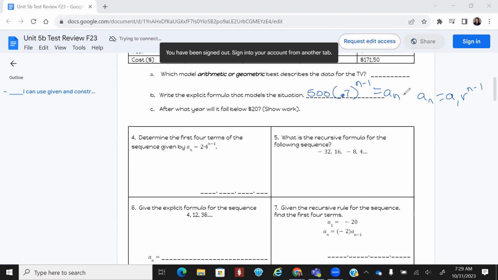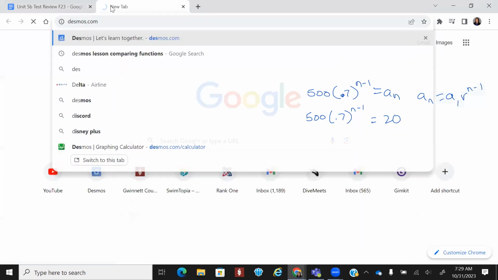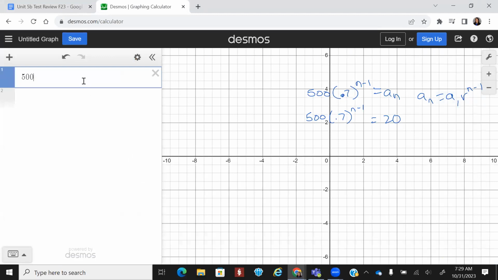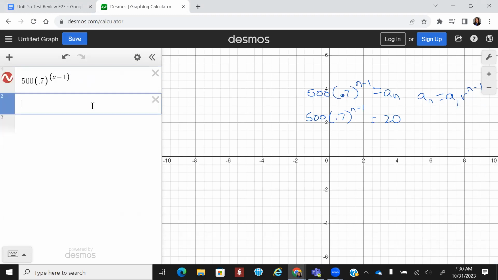It says, after what year will it fall below $20? So if we took our equation and we set it equal to $20, when would this happen? How can we figure that one out? Well, there's a couple different ways we could have done this. We could go into Desmos, and we can type it in. But just remember that you need to put the x minus 1, not n minus 1. And you can set it equal to 20.